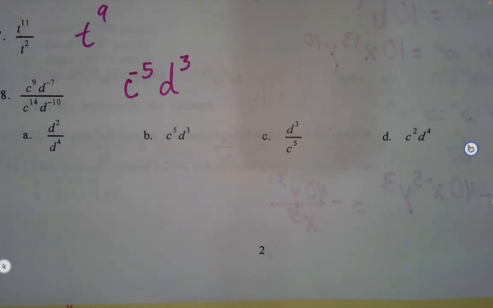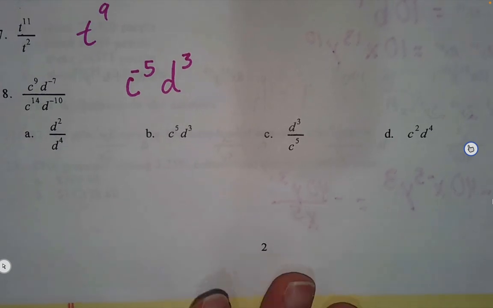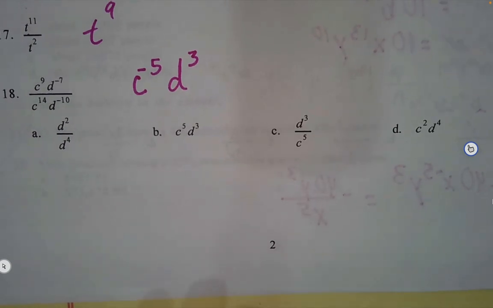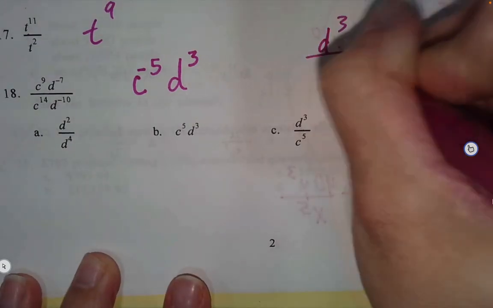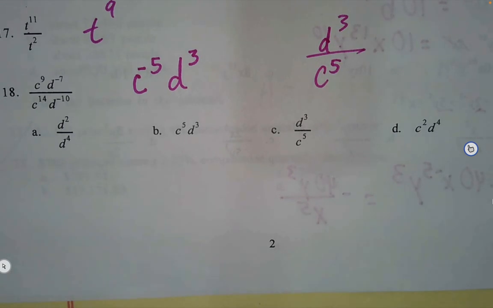Okay, so y'all, on this one, what's the problem with our answer? It's negative. It's not finished. We have a negative exponent. So which one matches this? C. What you do is you keep your D and you move your C. Or you could flip them. That's right. Flip.